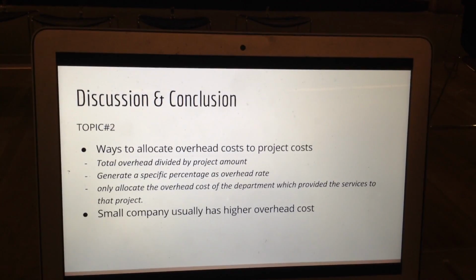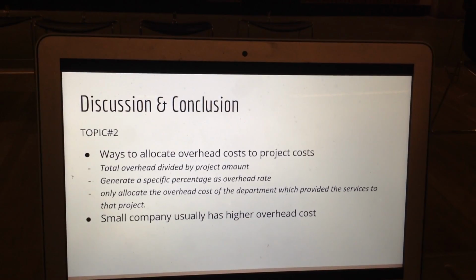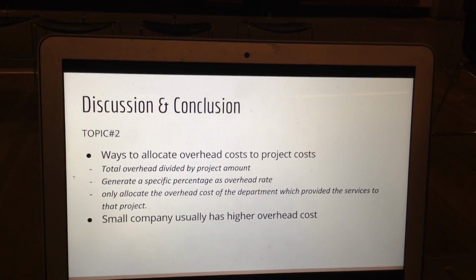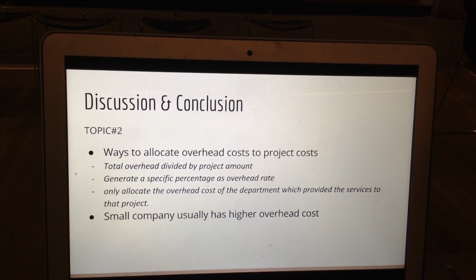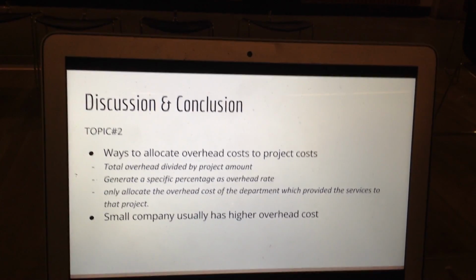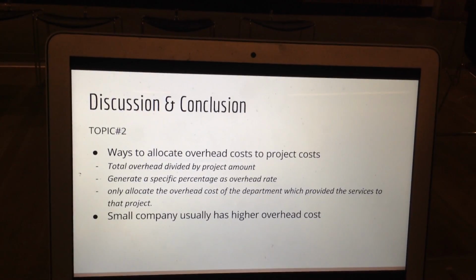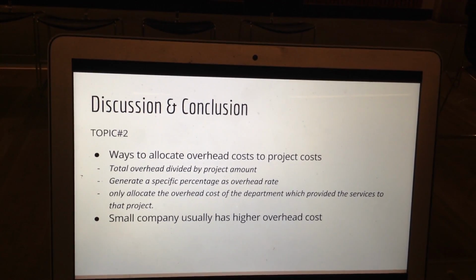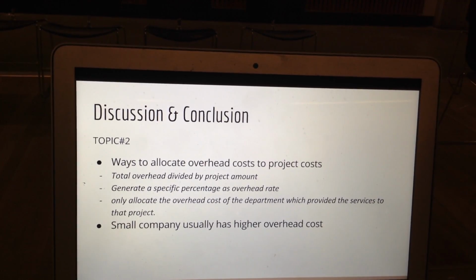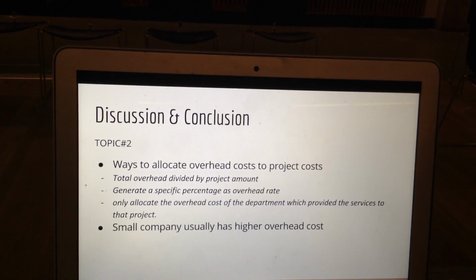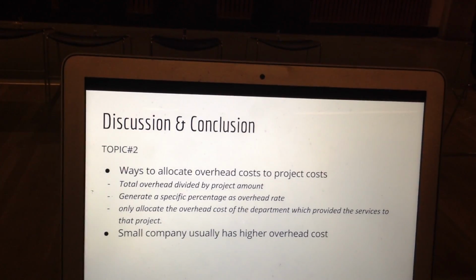So for the conclusion, generally the way to allocate overhead costs to the project cost is using the total general overhead divided by the total amount of project, and then allocate them to each project. Some companies might also generate a specific percentage of volume or revenue that the project contributes to the business at their overhead rate. These two ways might be the easiest and the cleanest way to allocate the overhead cost.